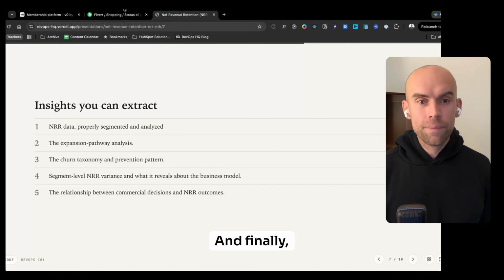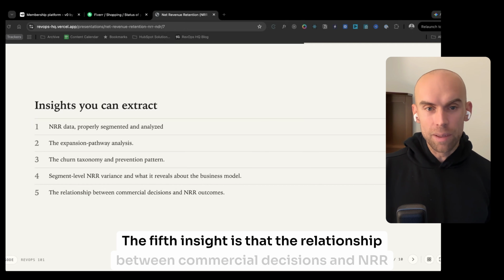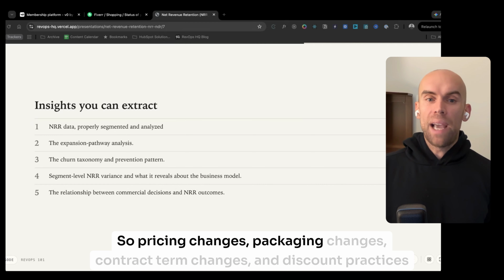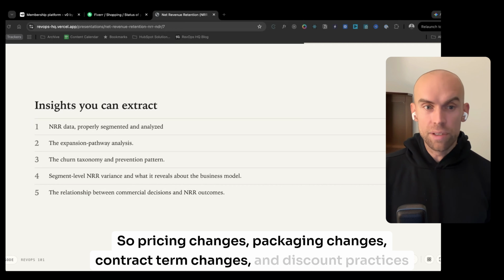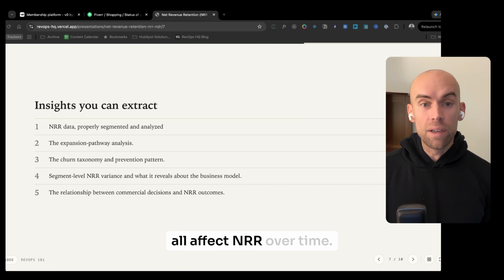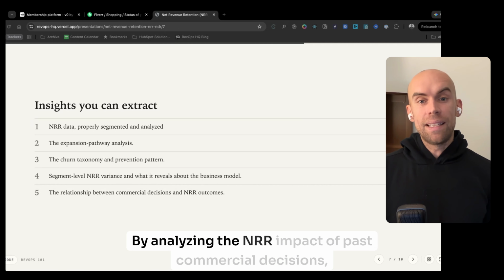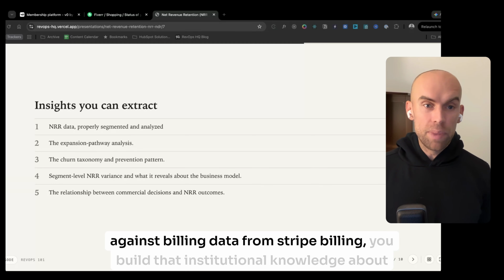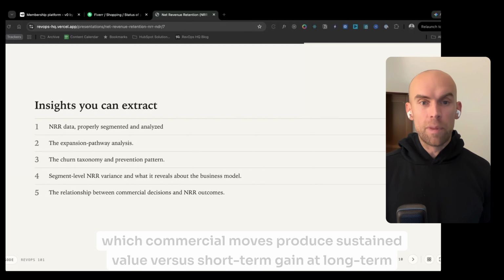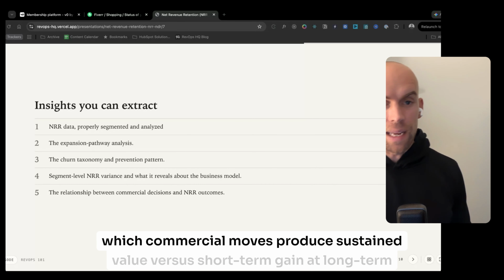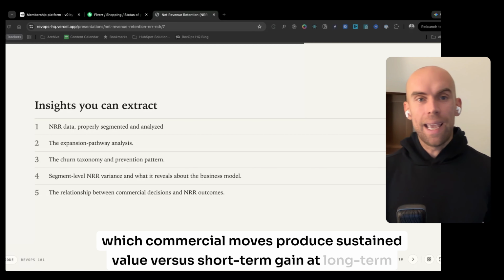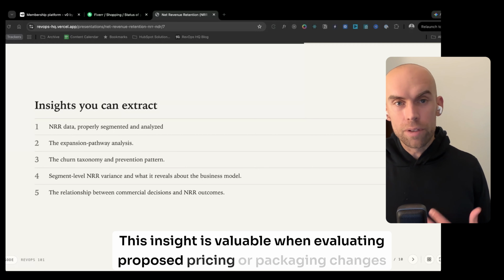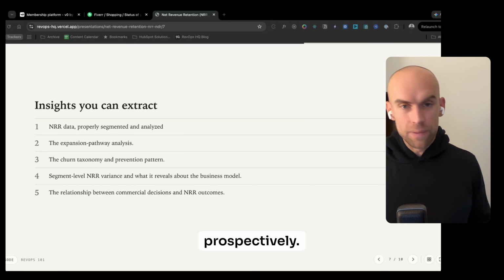And finally, the fifth insight is the relationship between commercial decisions and NRR outcomes. So pricing changes, packaging changes, contract term changes, and discount practices all affect NRR over time. By analyzing the NRR impact of past commercial decisions against billing data from Stripe billing, you build that institutional knowledge about which commercial moves produce sustained value versus short-term gain at long-term cost. This insight is valuable when evaluating proposed pricing or packaging changes prospectively.